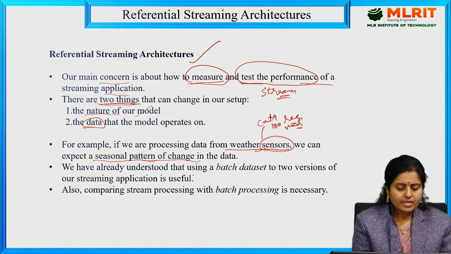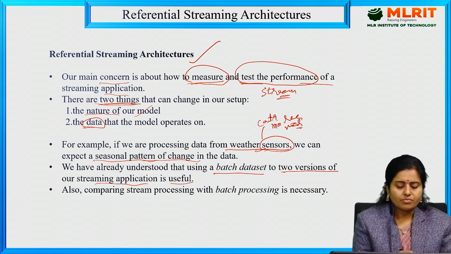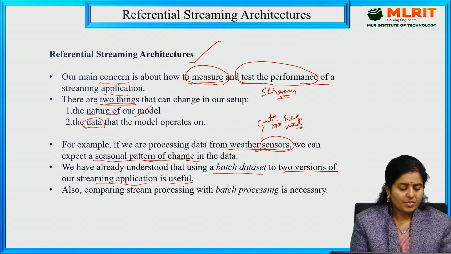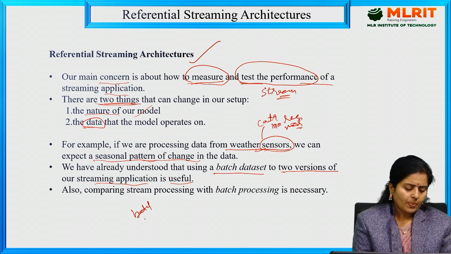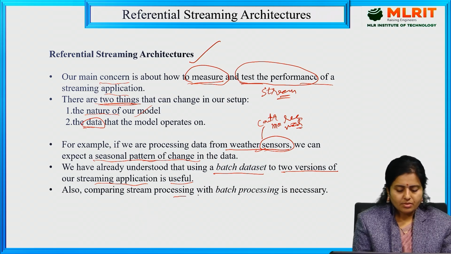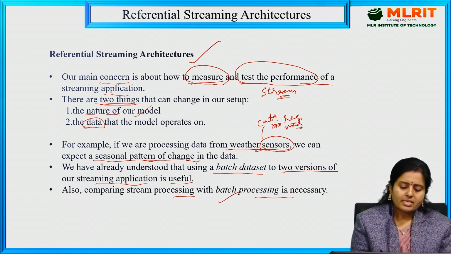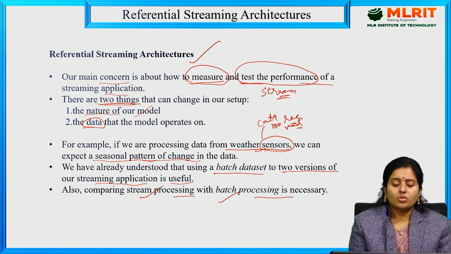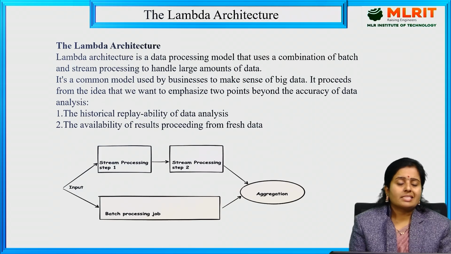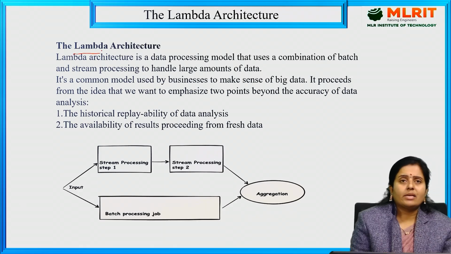We have already understood that using a batch data set or two versions of our streaming application is useful. In the previous video we discussed that we can use both batch as well as stream data structures. Now, comparing stream processing with batch processing is also necessary. We have to focus on the comparison of batch and stream processing, how both are working in parallel. So as a part of referential streaming architecture, it is divided into two parts. The first one is lambda architecture and the second one is kappa architecture.